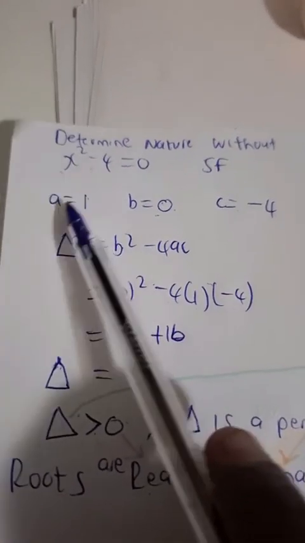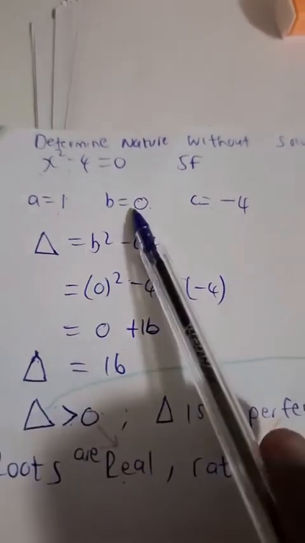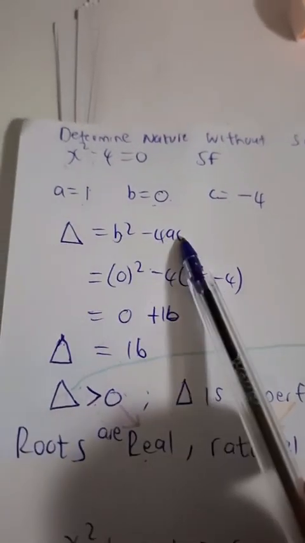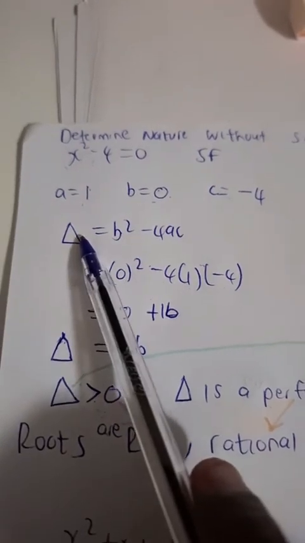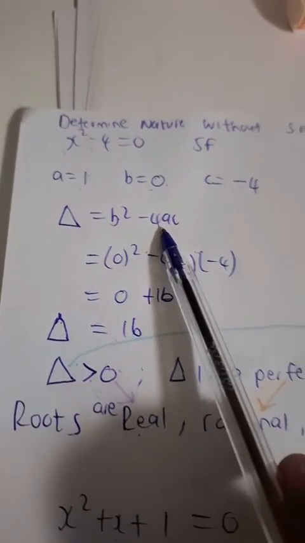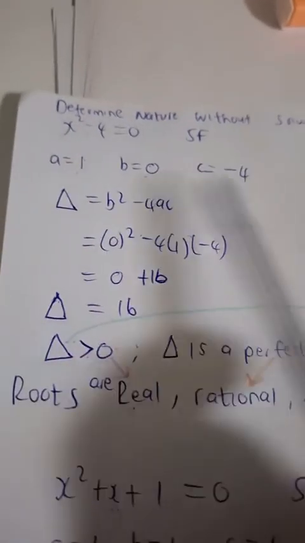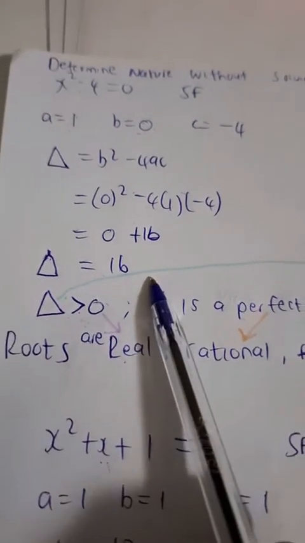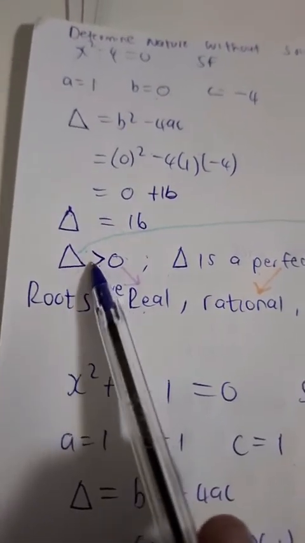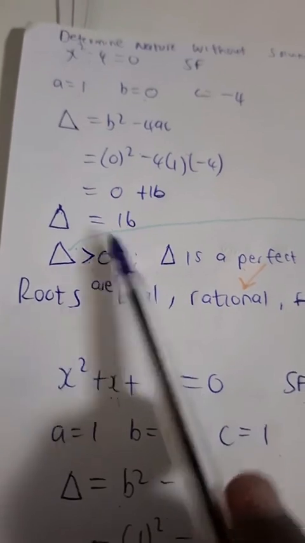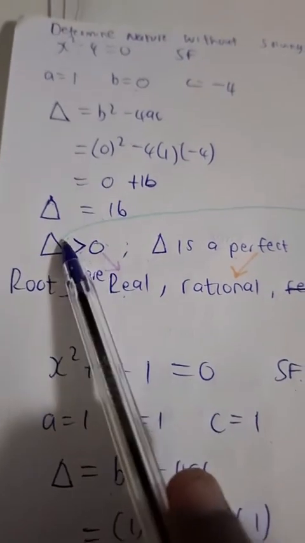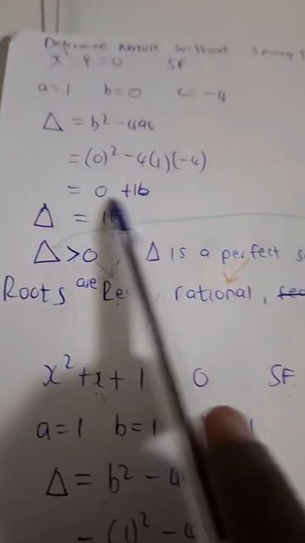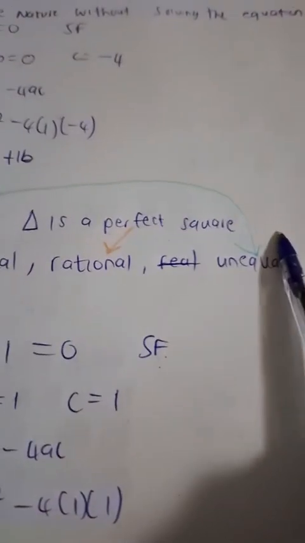Step number 2, you identify the A, the B, and the C. Step number 3, you write down the expression of delta. Delta is equal to b squared minus 4ac. You substitute A, B, and C in the place of A, B, and C in delta. You work out the value of delta, and then you say something about delta based on this value. If the value is greater than 0, then you state that delta is greater than 0, and you check if this value is a perfect square. If it wasn't a perfect square, then you'd say delta is not a perfect square.